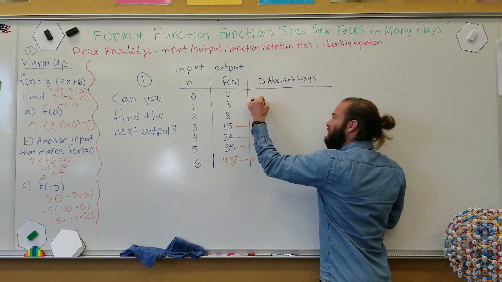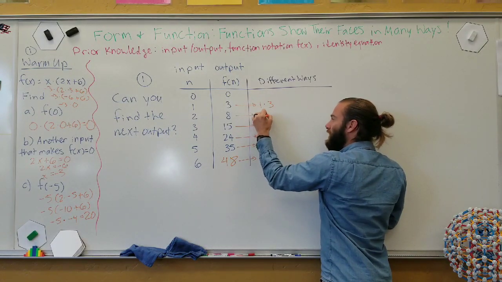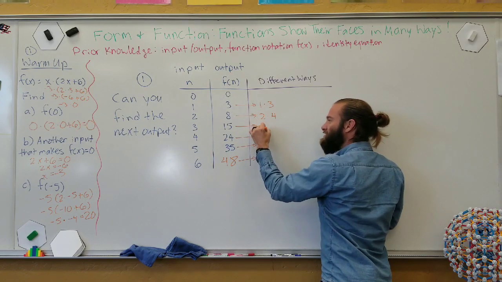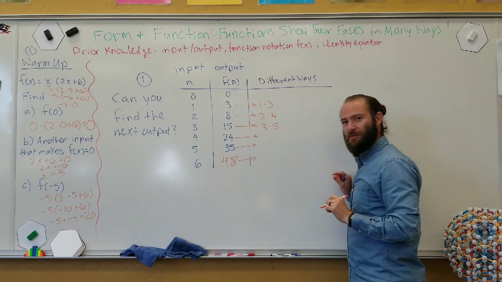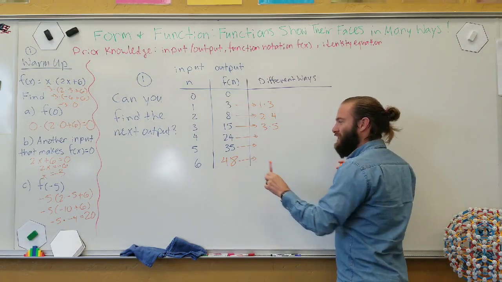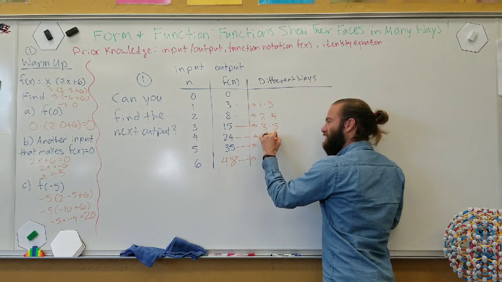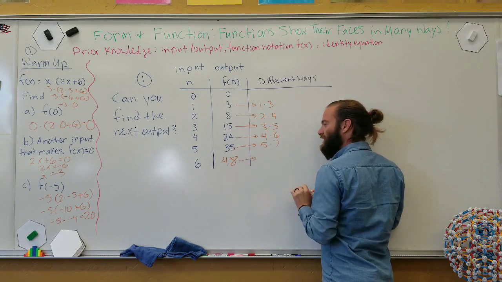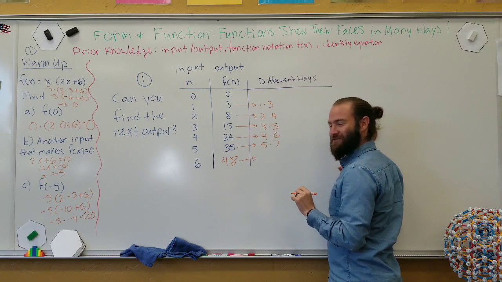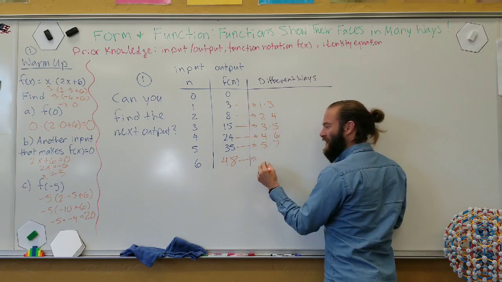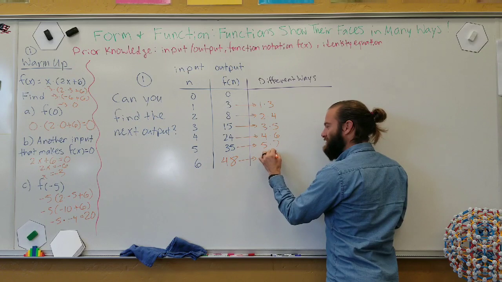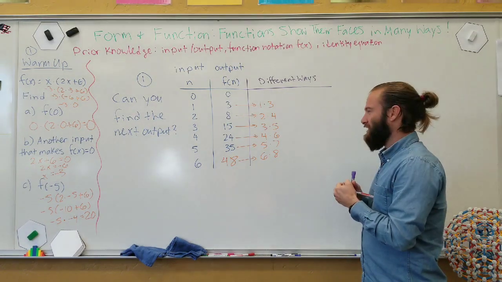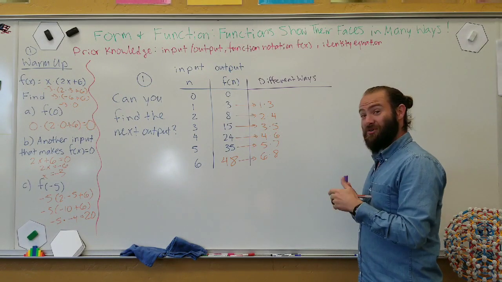So I see 3 as 1 times 3, and 8 as 2 times 4, and 15 as 3 times 5. Maybe you see where we're going with this. And 24 as 4 times 6, and 35 as 5 times 7, and 48, let's see if this pattern actually keeps working. What will come next? 6 times 8. Doesn't that seem like that's true? Is that right? So that's a really crazy way.